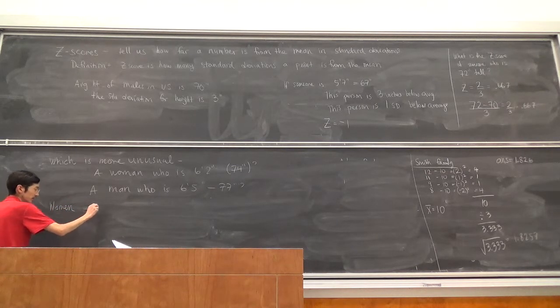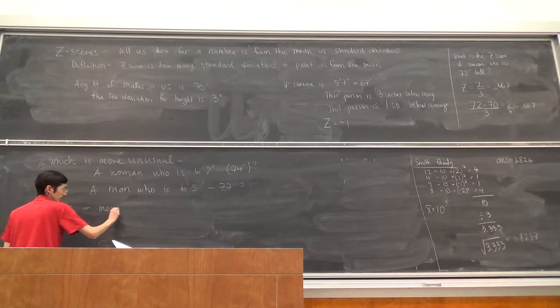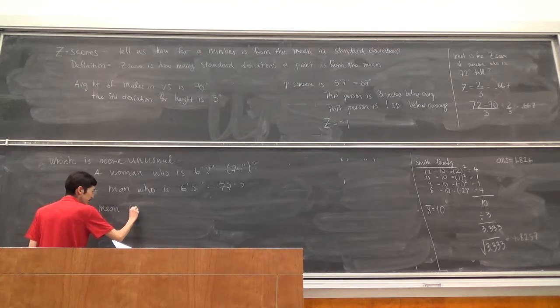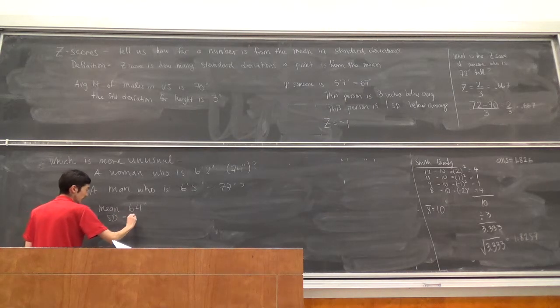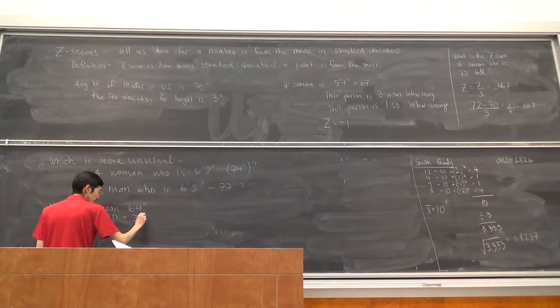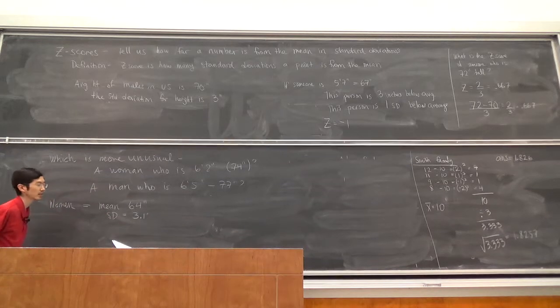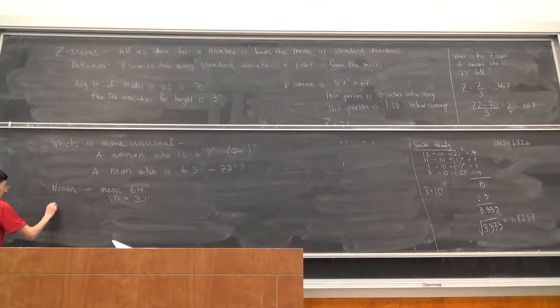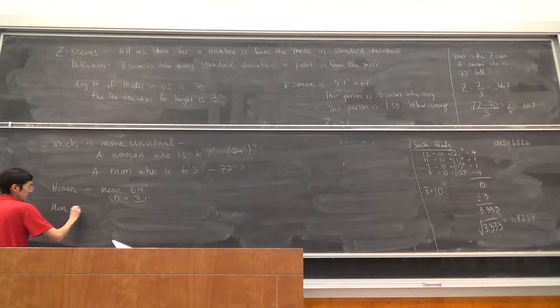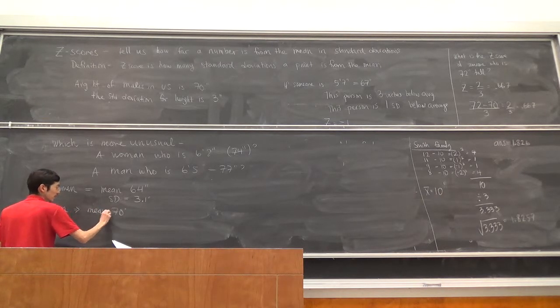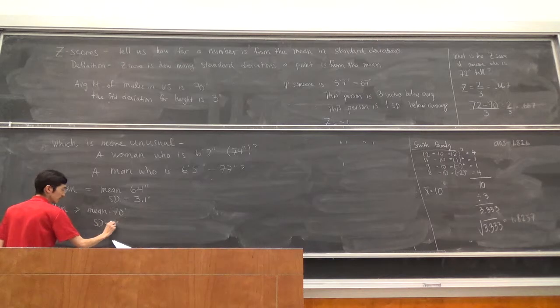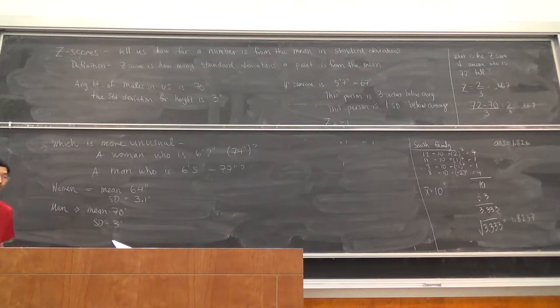So for women, we will say the mean is 64 inches, 5'4", with a standard deviation, let's say, of 3.1 inches. And then for men, the mean we're going to say is 70 inches, and the standard deviation is 3 inches.